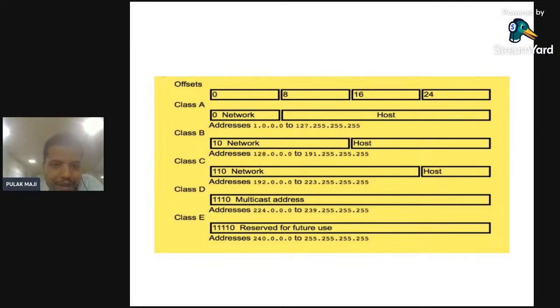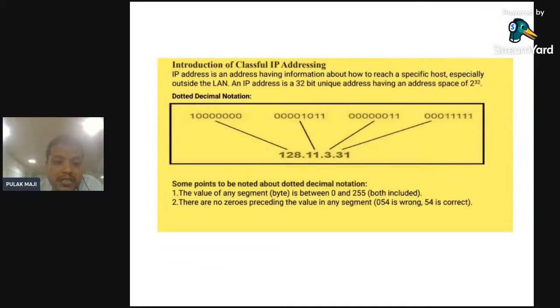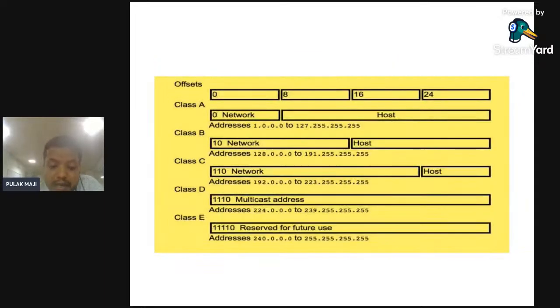So whatever value comes in this range. See this IP address, 128. Is it there between 1 to 126? No sir, it is not there. So this IP address is not a class A IP address. Then go for the next, class B IP addresses.